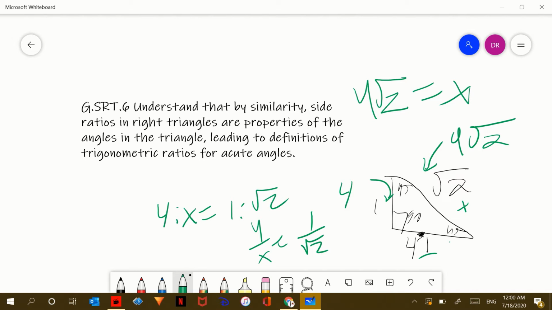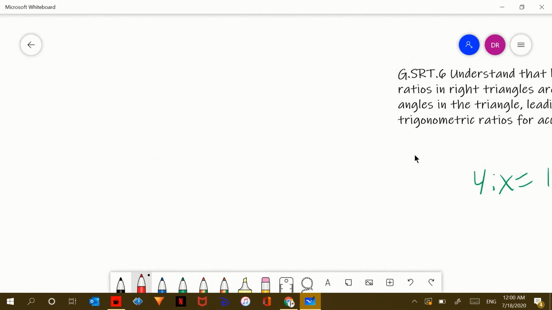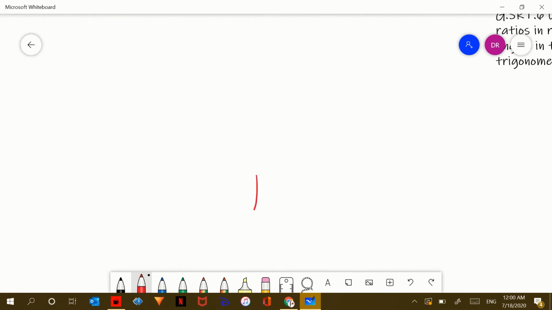In my next video, which I will upload 2 days from now, I will be explaining how to solve for side and angle using sine, cosine, and tangent. We will go deeper into that. So let's move on. So we know that there's a ratio for 45, 45, and 90, right?